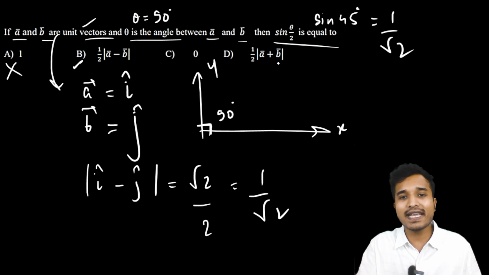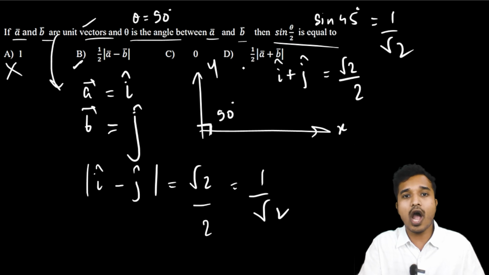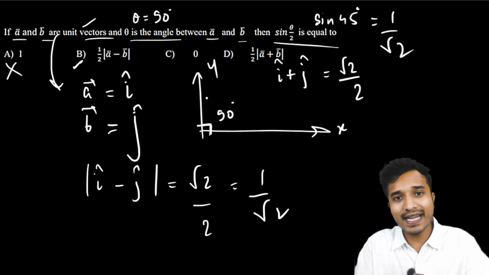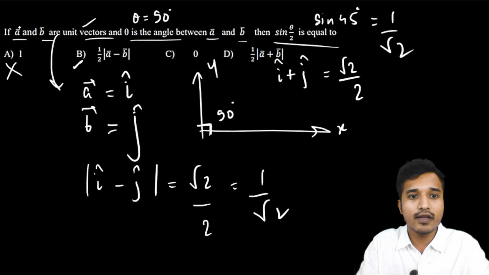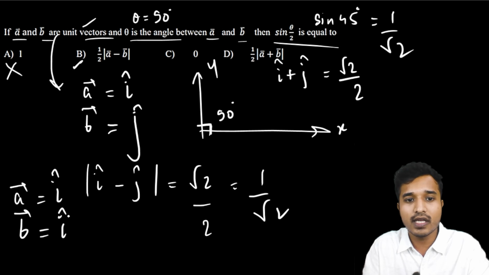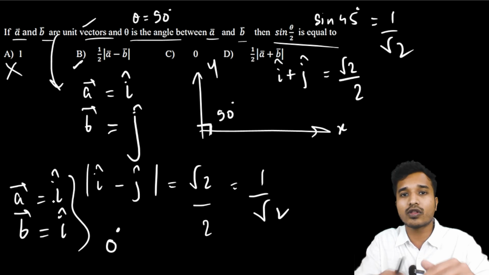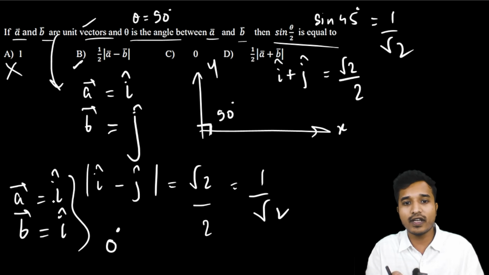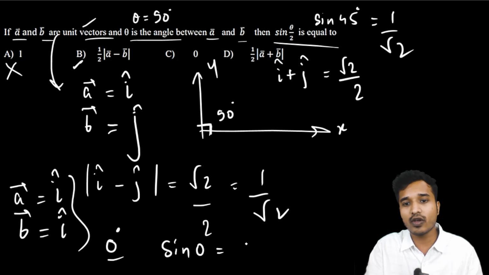Now even D can be the answer, because that will be i cap plus j cap, so its magnitude is also root 2 by 2. So how to differentiate between them? For that you can simply think like this: let's assume another set of vectors, where both are the same, means A vector is equal to i cap and B vector is also equal to i cap. In that case theta will be simply 0 degrees because both are on the x-axis only, so the angle between them will be 0 degrees. So sin theta by 2 will be sin 0, which is equal to 0.